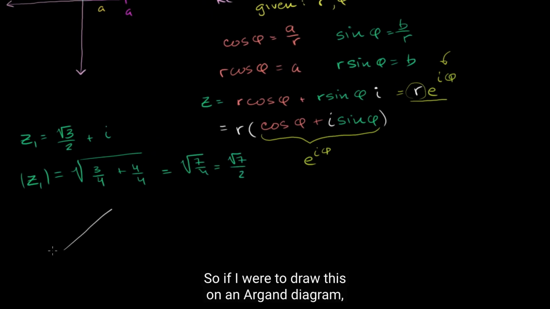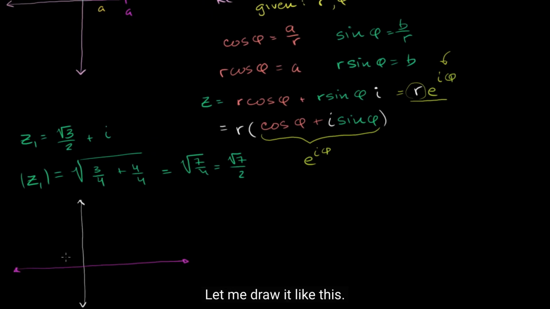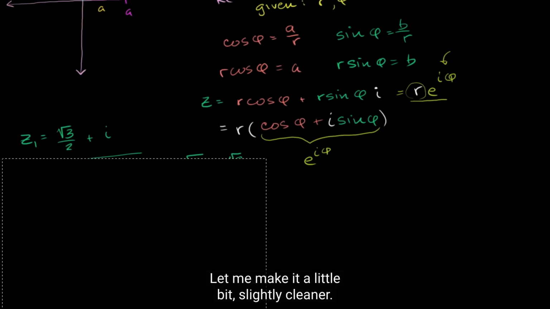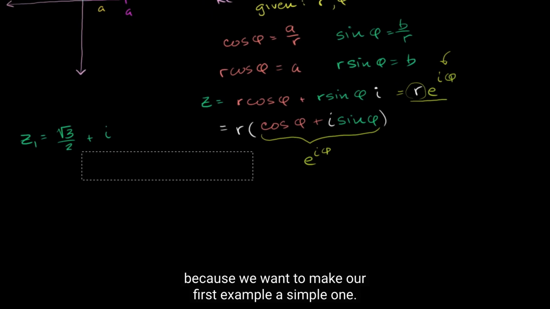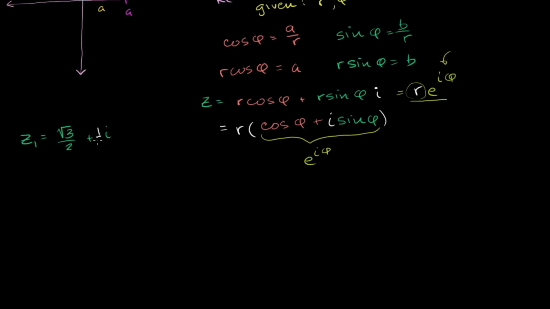So if I were to draw this on an Argand diagram, it would look like this. It's going to be in the first quadrant, so that's all I have to worry about. Actually, let me change this up a little bit just so the numbers get a little bit cleaner. Sorry about this. Because we want to make our first example a simple one, let's make it the square root of 3 over 2 plus 1/2 i. So let's figure out the magnitude.